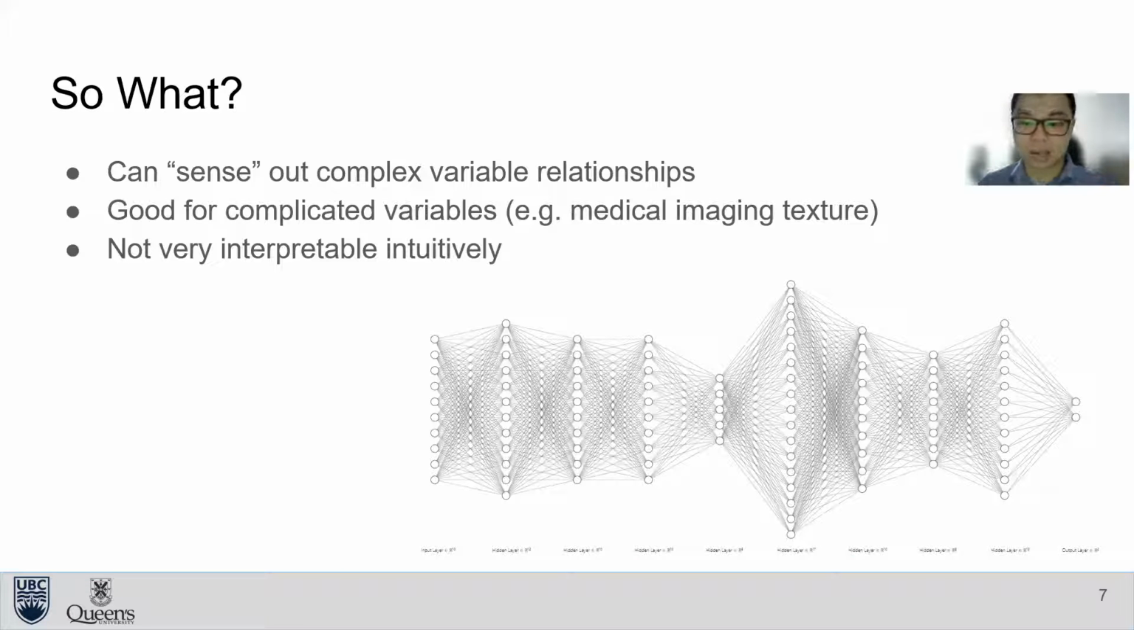It's good at sensing really complex variable relationships. It's good for variables that are complex to even look at by the human eyes, like medical imaging. Quantifying ultrasound texture, radiologists are good at assessing that, but humans aren't very good at consistently quantifying texture. Let's say abnormal texture. What does that mean? Does that mean inhomogeneous? Does that mean skewness? We're not good at that.